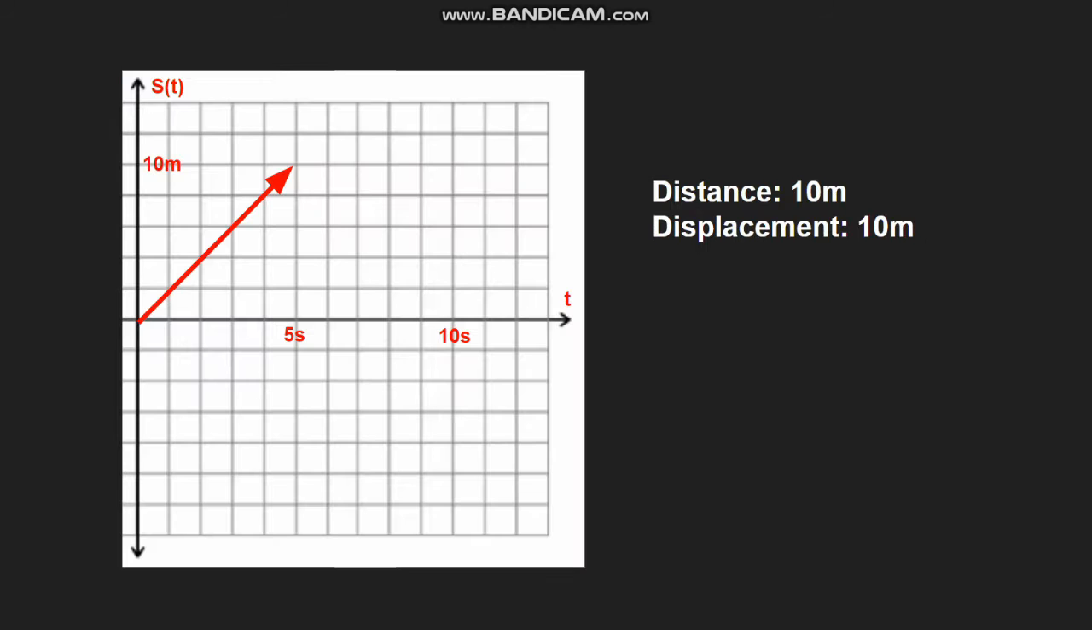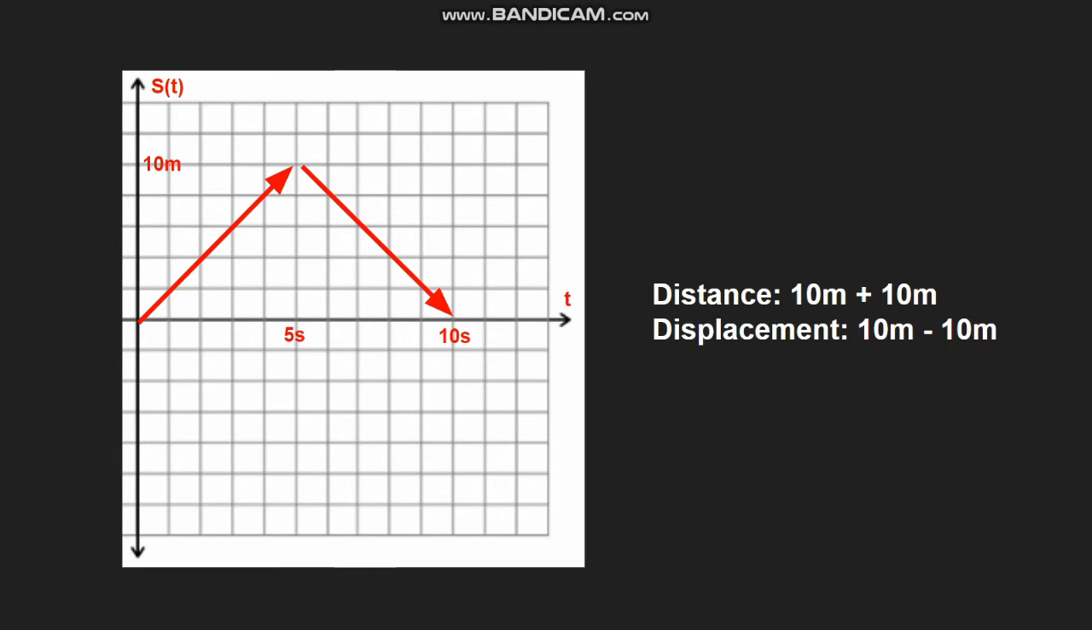Let's look at another graph. At time t, the distance traveled is 5 meters. The displacement is also 5 meters from the start. But look at this. The dude traveled 10 meters forward and walked back to the start. In 10 seconds, the distance traveled is technically 20 meters, 10 there and 10 back. But the displacement is 0.